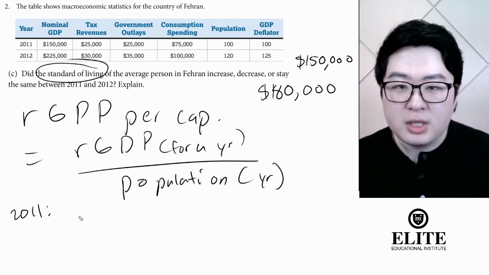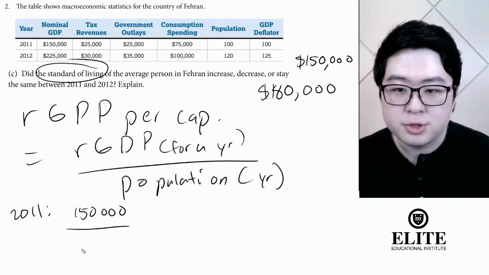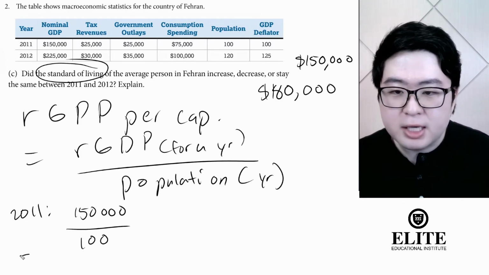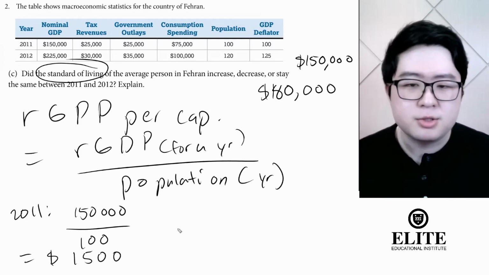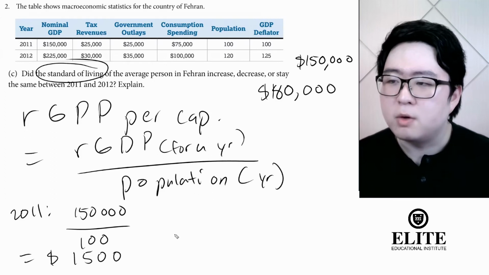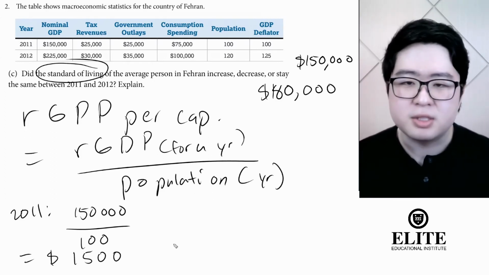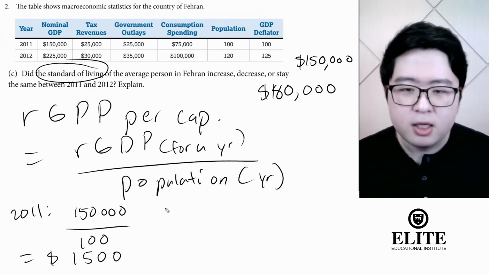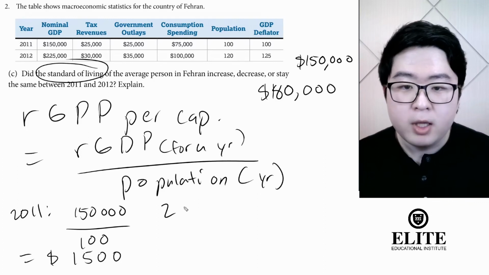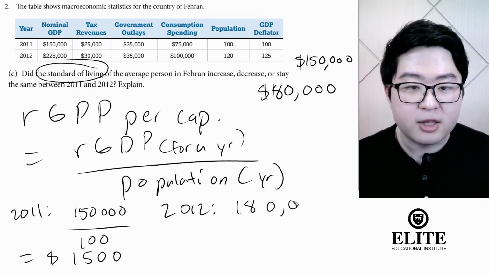That's, of course, just going to be real GDP per capita in 2011, which is $150,000, divided by population, 100. And that's going to get us, of course, $1,500, right? Not terribly rich, right? For reference, most developed Western economies have a GDP per capita of around $30,000 and up, right? So Tehran's not doing so well, but let's see if they are doing any better in 2012. In 2012, their real GDP was $180,000.